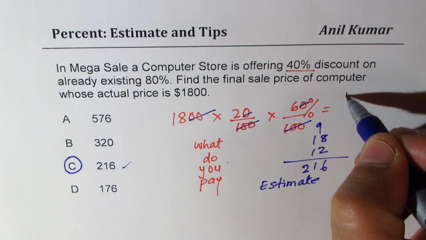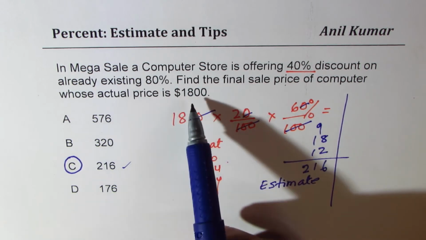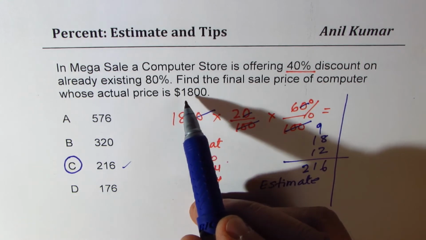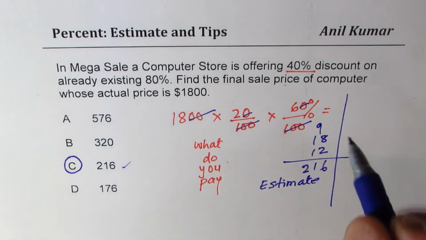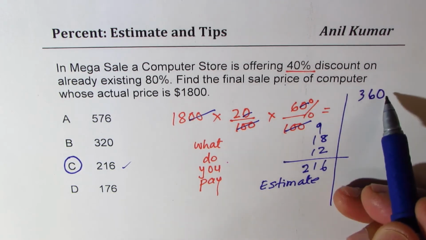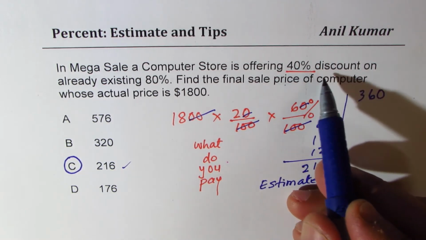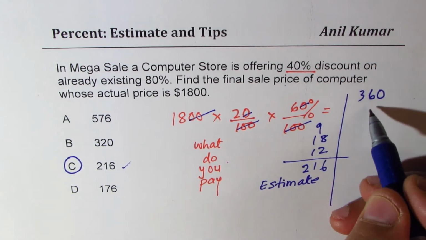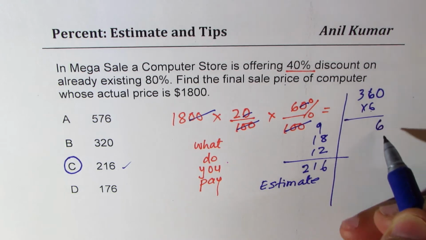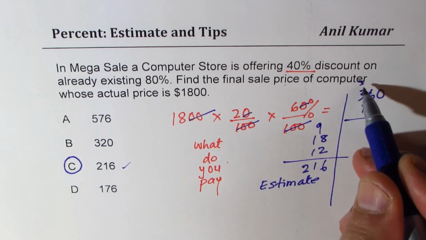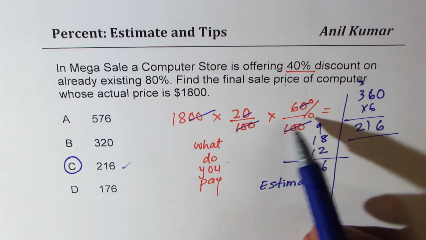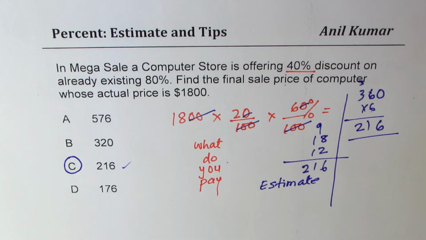So let me redo here. We are saying 80% off, that means you pay 20%, right? Correct? So you pay 20%. So 20% will be 360. Now 40% off. So you pay 60%. So multiply this by 6. So 6 times 6 is 36. 6 times 3 is 18, and 324. You get your answer. So you could apply the discount twice instead of doing it at the same time, right? So you could do that. So I hope that makes sense, right?